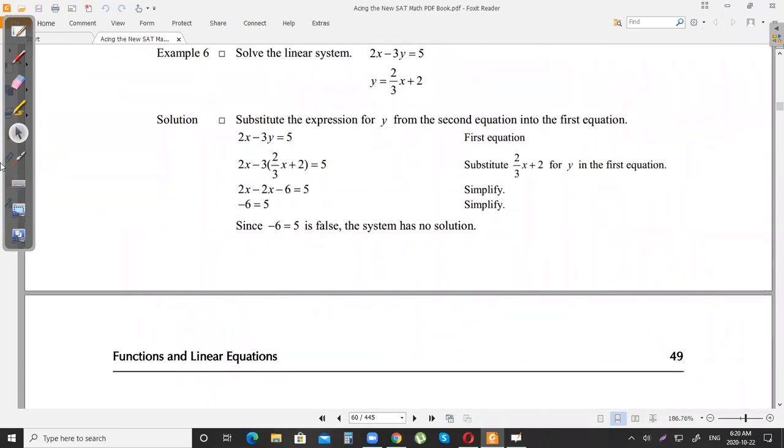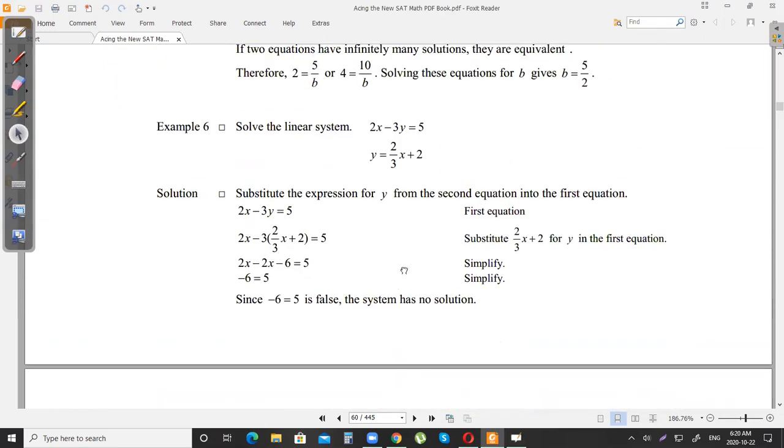One example, just one example here. You have two equations. When you solve them, you get -6 equals 5. That means the left side is not equal to the right side, which is definitely false. -6 is not equal to 5. Then we say these two equations have no solution. They will be the no solution case, the third case.